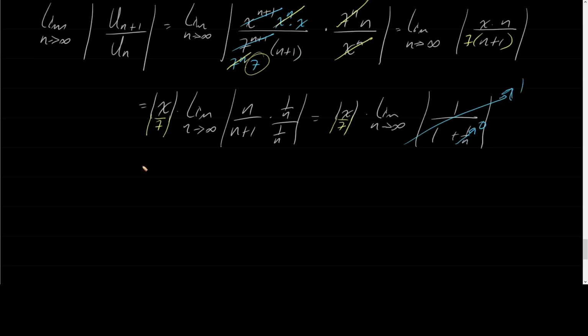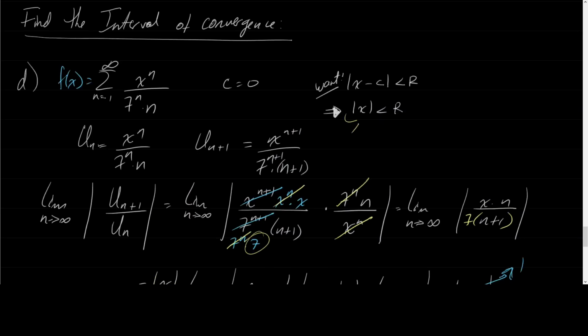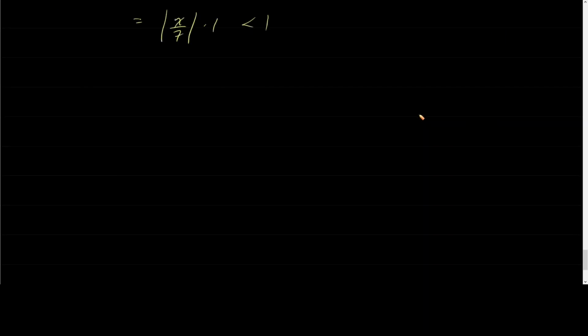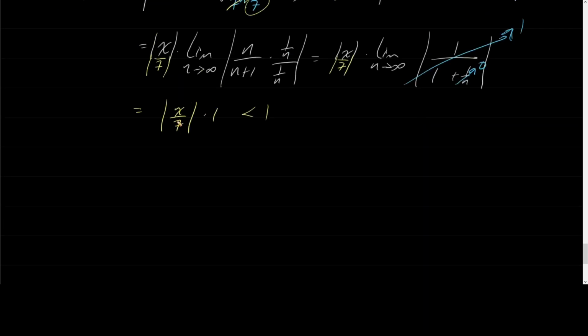So what do we have here? What we have here is the absolute value of x over 7, and then times 1, because that limit went to 1. Now, we want this to be less than 1. We need to recall that what we wanted was the absolute value of x to be less than some r. So we need the absolute value of x by itself here. I'm going to multiply the 7 to both sides, giving me that the absolute value of x is less than 7. There we go. That's how I knew I had made a mistake. I knew I needed to get a 7 in the answer.